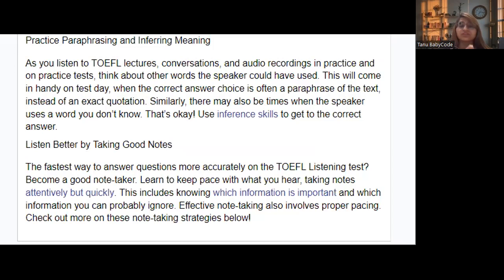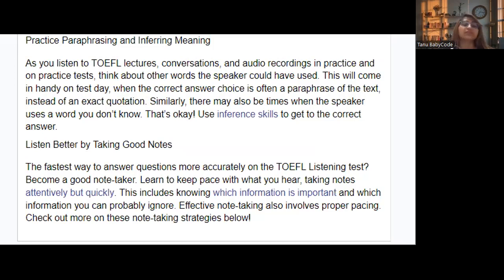Now, during your listening lectures or conversations, whenever you're doing recordings in practice, think about the words that the speaker could have used. It will be handy on test day if you know how the answer will be paraphrased. They will not use the exact quotation, but they will paraphrase. So the speaker may use a word that you don't know.